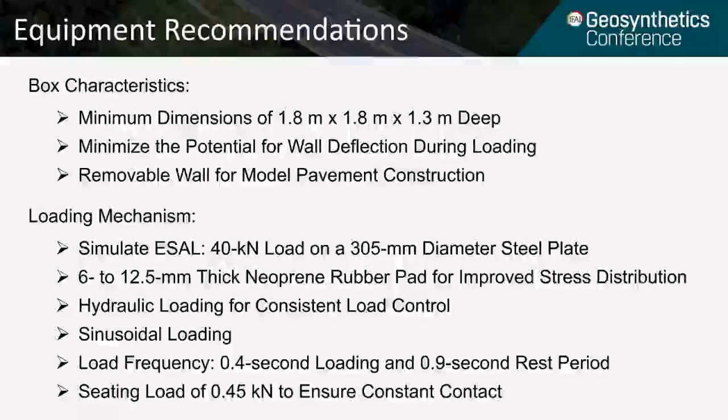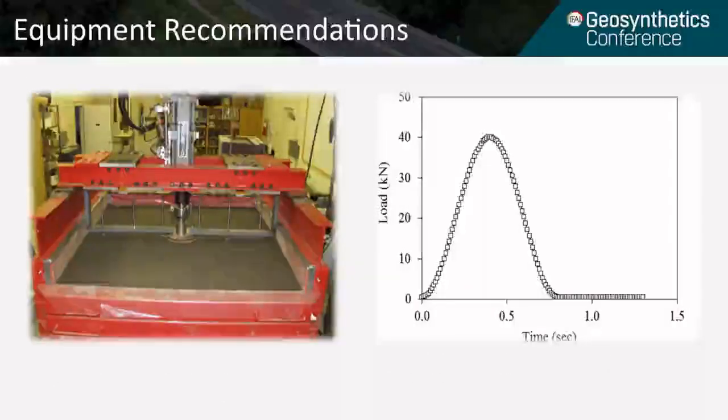A seating load of 0.5 kilonewtons should be applied to the plate at all times to ensure that the plate remains in contact with the surface of the model pavement section. This slide shows the equipment test setup for our laboratory at the U.S. Army Engineer Research and Development Center, as well as what a typical sinusoidal wave looks like with a frequency of 0.77 hertz.